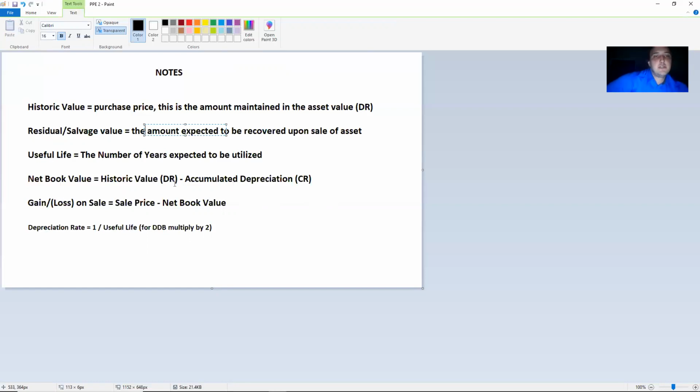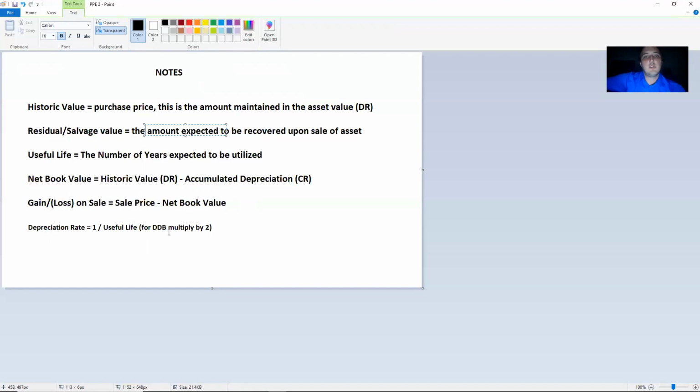The net book value is important because when we go and sell that asset, whatever we sell that asset for, we're going to compare against what we have as the net book value. And that's going to be our gain or loss. We'll get into what the entries look like for a gain or loss. Another term you'll see is the depreciation rate. To remember that formula, it's 1 over the useful life. And when we're talking about a double declining method, we're just going to multiply that by 2.